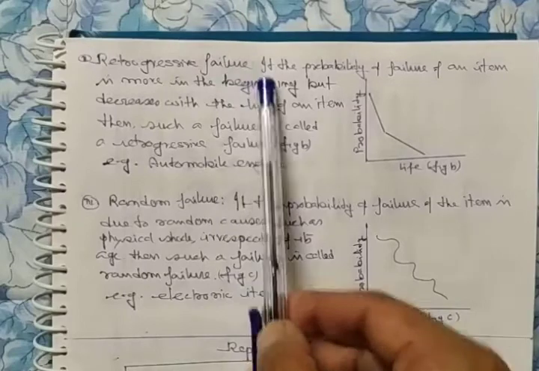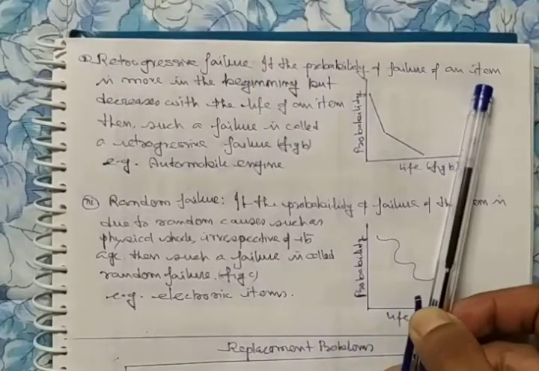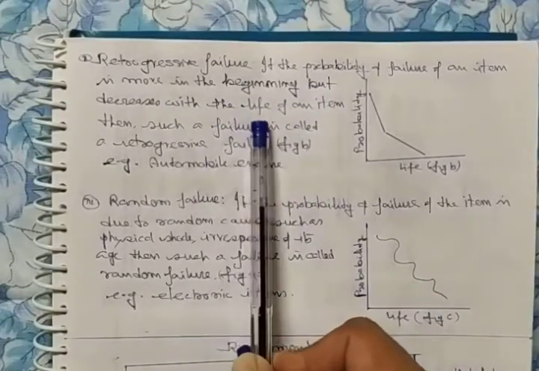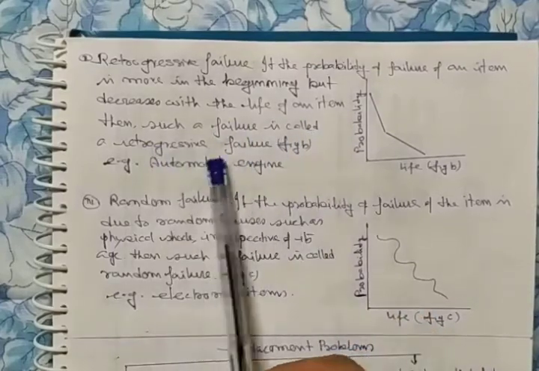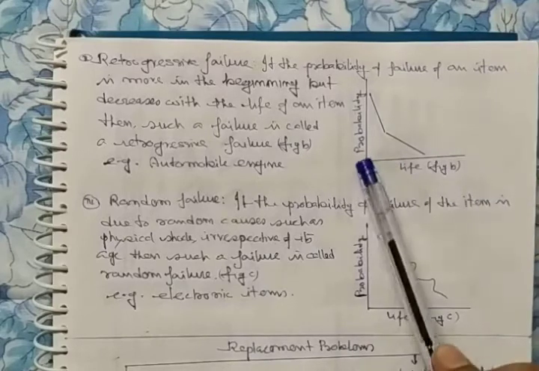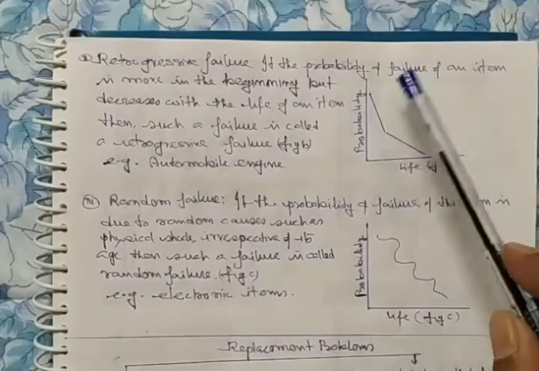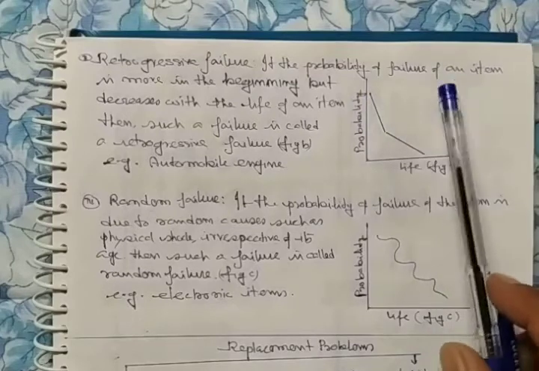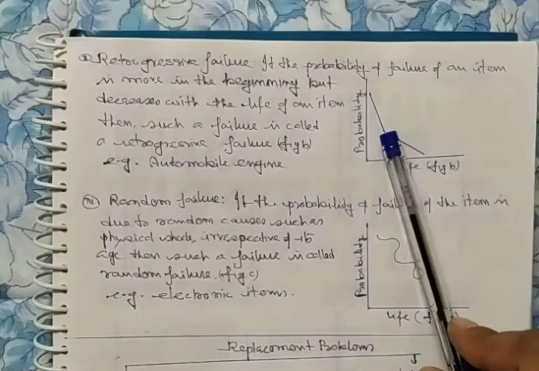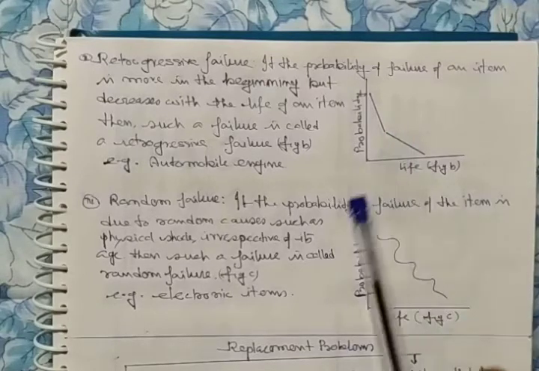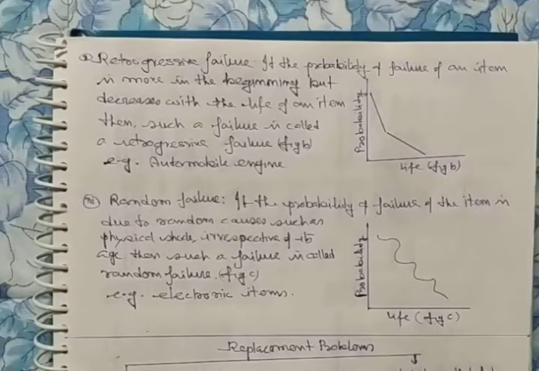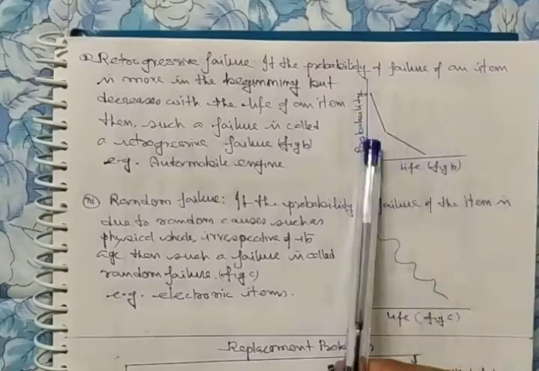Let's talk about retrogressive failure. If the probability of failure of an item is more in the beginning but decreases with the life of an item, then such failure is called retrogressive failure. So here, as life increases, the probability of failure decreases. Initially it may fail, but after some time, after running, it may not fail. You will find this in automobiles. When you buy an automobile, suddenly you find some failure in the gearbox. So those come under this category.